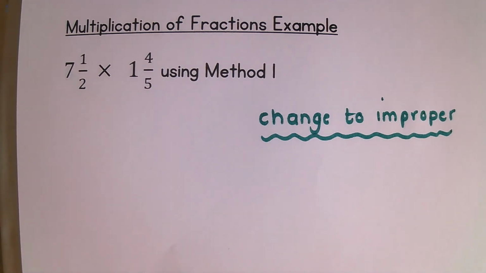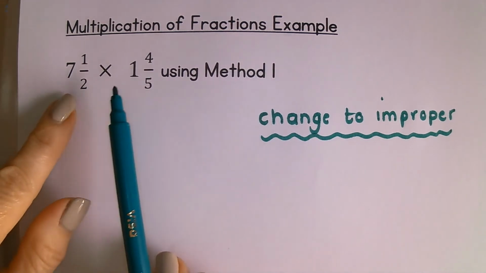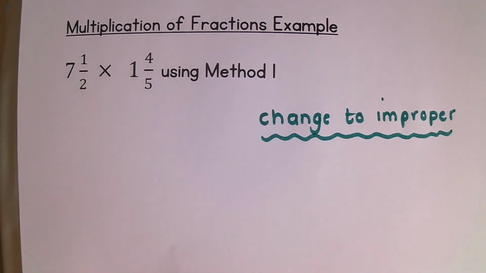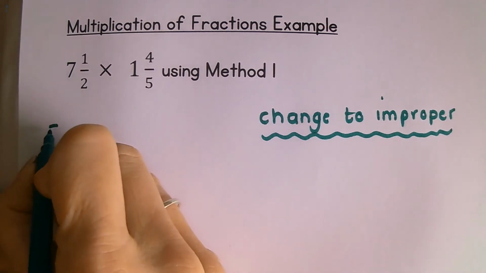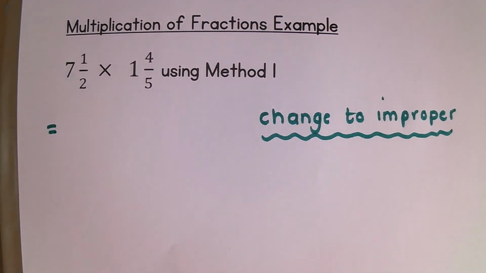What some kids sometimes do when they first do this and they haven't learned the method, is they take 7 times 1 and then take the half times 4 over 5, and they get an answer. But that is completely incorrect. So the first thing you have to do is change to an improper fraction. By the end of this lesson, you're probably going to be absolutely amazing at changing to improper, because that's all you do in the beginning. So it's a good way to practice changing to an improper fraction.